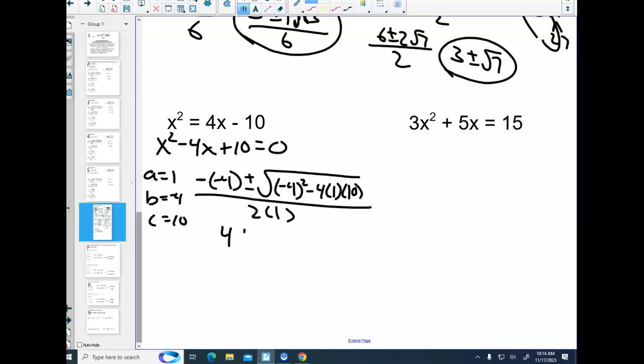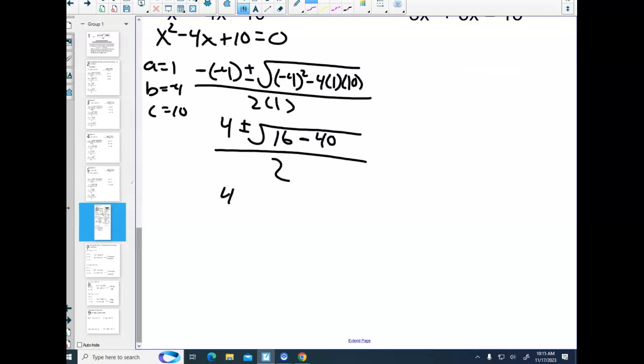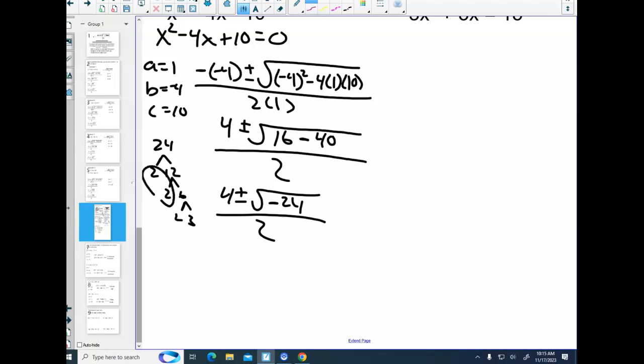-4 is a positive 4. -4 squared is 16 minus 40 over 2. 4 plus or minus the square root of -24 over 2. And I've got to simplify the 24. 2 and 12, 2 and 6, 2 and 3. Pair of 2's. 4 plus or minus 2i root 3.